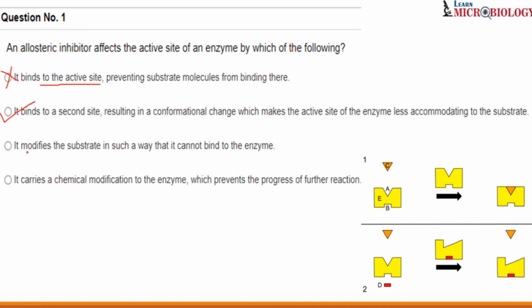Let's even check what they are asking in the other options. It modifies the substrate? No. No inhibitor has the ability to modify the substrate. They have to do something with the enzyme. Option 4 says it carries out a chemical modification to the enzyme which prevents progression. See, whenever there is a modification, there is always a conformation modification. There is never a chemical modification. Okay, so I think this is understood. The first question is clear now.